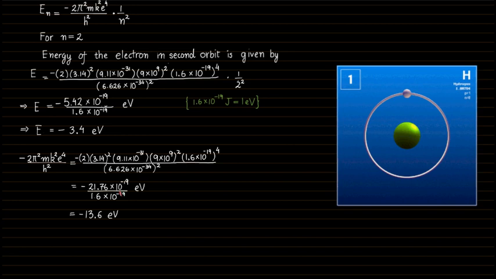Again, to convert it into electron volts, we divide it by 1.6 times 10 to the power minus 19. Now if you do this calculation, you will get minus 13.6 electron volts. Can you see the value of this constant part, minus 2 pi square m k square e to the power 4 upon h square? The value of this constant part is how much? Minus 13.6 electron volt. I'm not considering this 1 upon n square for now.